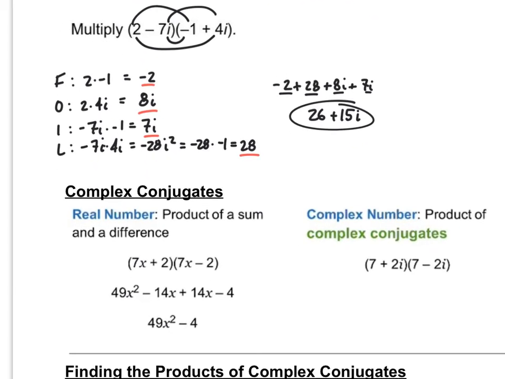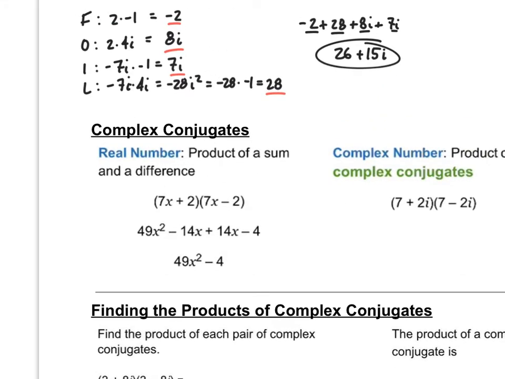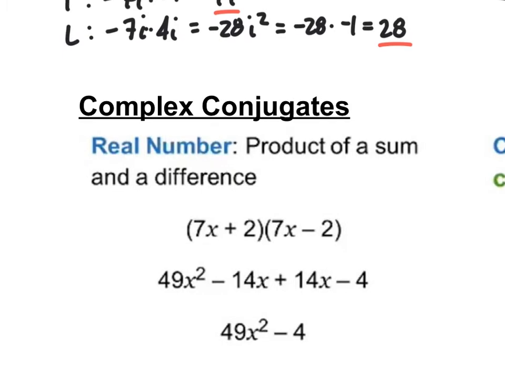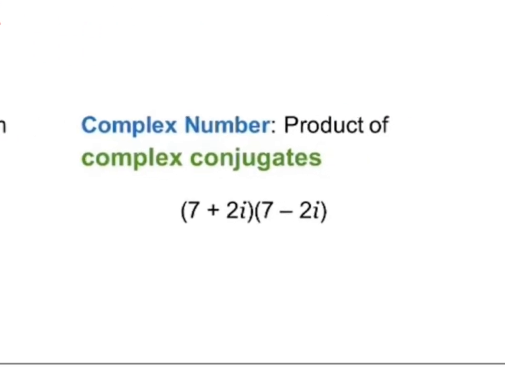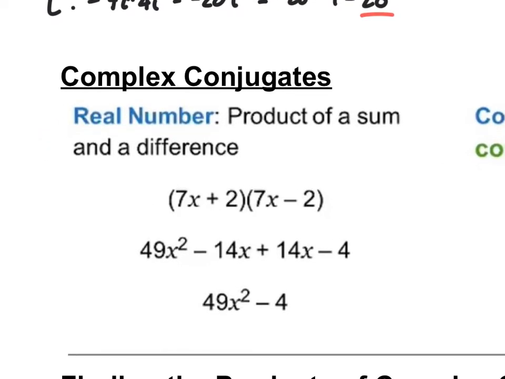All right, so then I do want to talk about complex conjugates, because it is important that we do this, because sometimes we will have to get rid of the i value. We'll go over the reason later, but let's just remember that conjugates are the product of a sum and a difference. So if I have 7x plus 2, then the conjugate would be 7x minus 2. So these two things are conjugates.